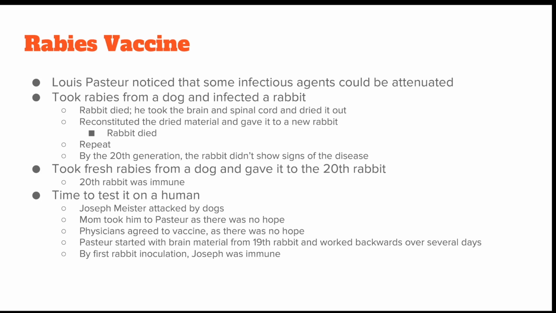The virus would then elicit an immune response in the belly, in the abdominal cavity, but not cause an infection because it was pretty far away from nerves. At least that was the hope. And then over a few days, he would start giving stronger and stronger versions of the virus. Right, he was working his way back from the rabbits. And by the time that he got to the first rabbit inoculation, Joseph was immune, and he never developed rabies. So this was quite a success.